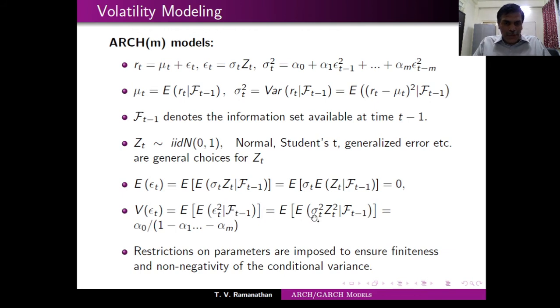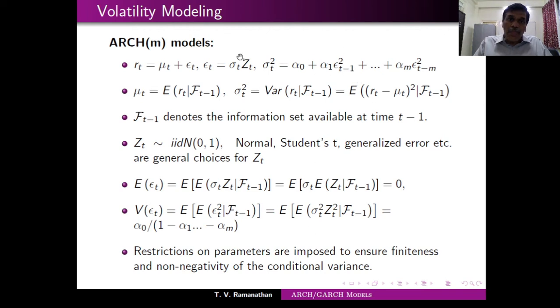So you get this particular one, and then I am going to substitute for this here. Epsilon t square is sigma t square zt square, and this sigma t square comes outside. So I have the expectation of zt square, which is 1. So basically it is the expected value of sigma t square. And now we can work out this expectation of sigma t square. So what is sigma t square? It is alpha naught plus alpha 1 epsilon t minus 1 square.